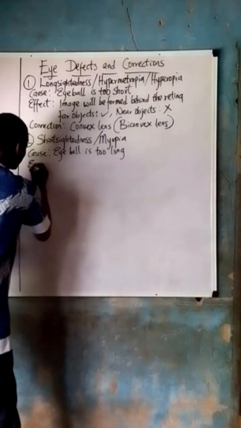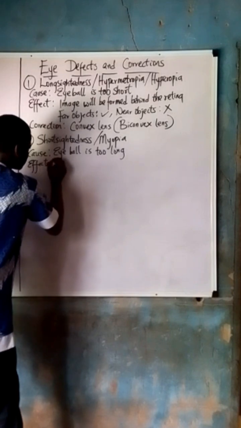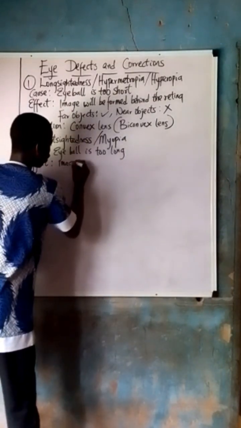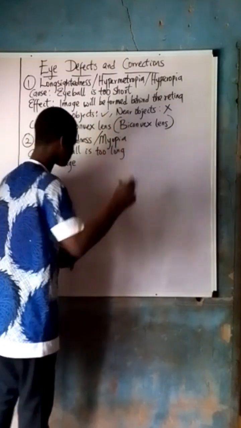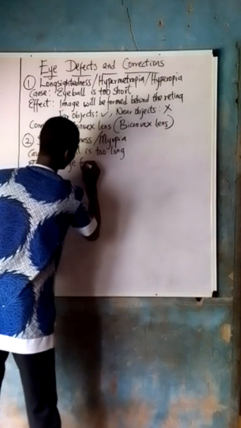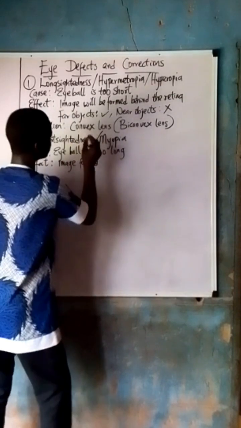Now, what is the effect of having short-sightedness? Take note that for this one, images for objects that are at a very far distance are formed in front.